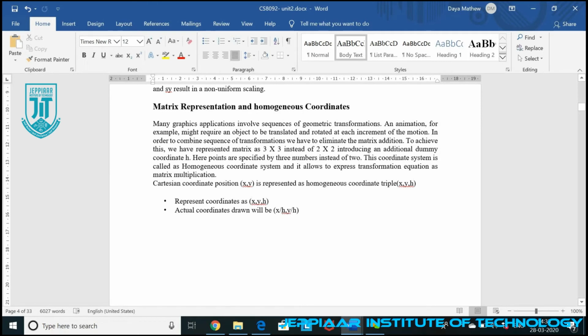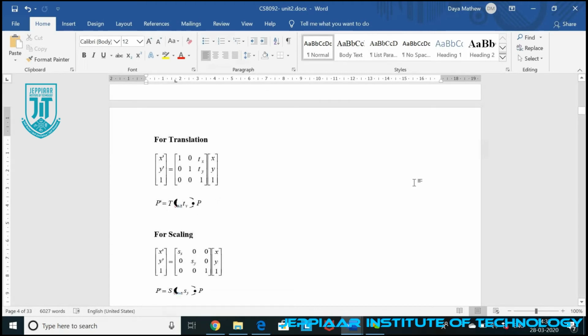So in a two-dimensional coordinate system, we introduce a third coordinate in order to bring all the matrices to a 3 by 3 matrix form. Now we are going to see how it affects the translation matrix, the scaling matrix, and the rotation matrix. For the translation matrix, what we saw earlier was without the homogeneous coordinate. Now we are going to see the translation matrix with the homogeneous coordinate. So with the homogeneous coordinate, the translation matrix will change like this.